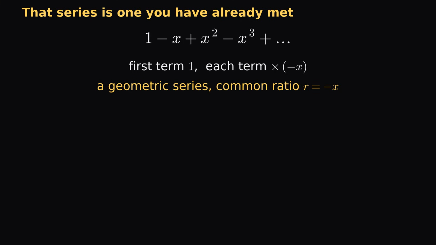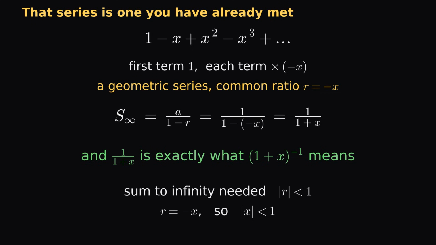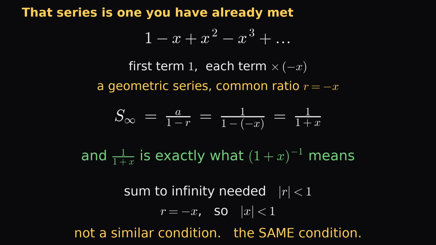And we already have a formula for the sum of one of those to infinity. First term over 1 minus the ratio: 1 over 1 minus minus x, which is 1 over 1 plus x. And 1 over 1 plus x is exactly what (1 plus x) to the minus 1 means. So the two videos agree, and the condition is not a similar condition. It is the same one. Sum to infinity needed the size of the ratio below 1. The ratio is minus x, so the size of x below 1. Same condition arrived at from the other side.